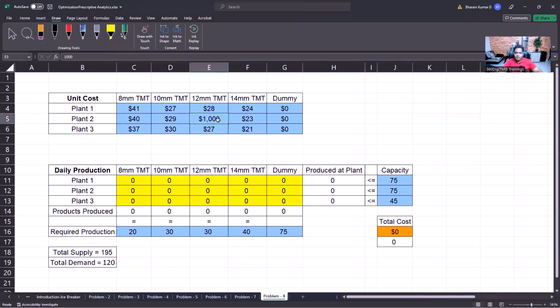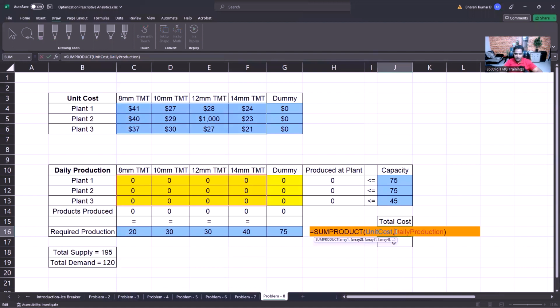And here we are putting a very high number in comparison to the other numbers because plant 2 does not have a machine to manufacture 12 mm rods. That's a constraint. Hence you're putting a big number so that while your optimization algorithm runs, it does not select this plant 2 for 12 mm. Right? Okay. So what is the objective? The objective is to minimize the total cost.